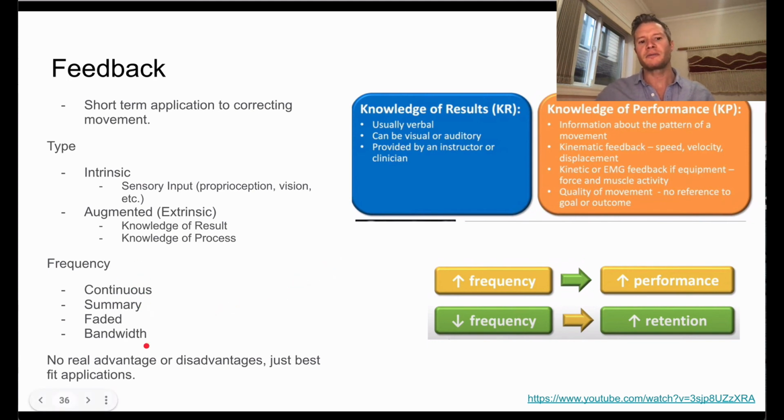And then we have different types of frequencies. Depending on who the learner is will dictate what sort of frequency they need feedback. So newer learners need more continuous feedback. Some people can have just, after 5 attempts, you give them one piece of feedback and they can work on that. Faded, you start with lots, but then slowly trail off. And then bandwidth depends on how the person's executing their skill.